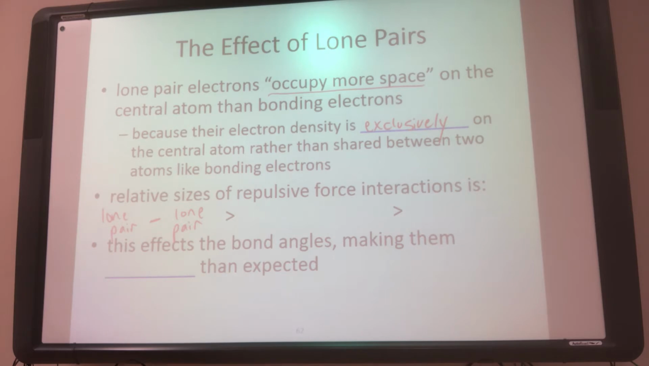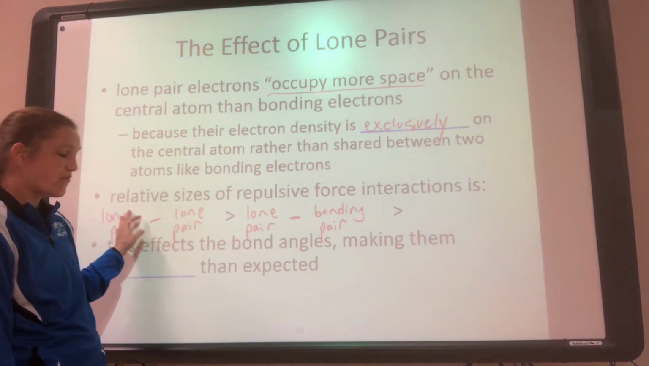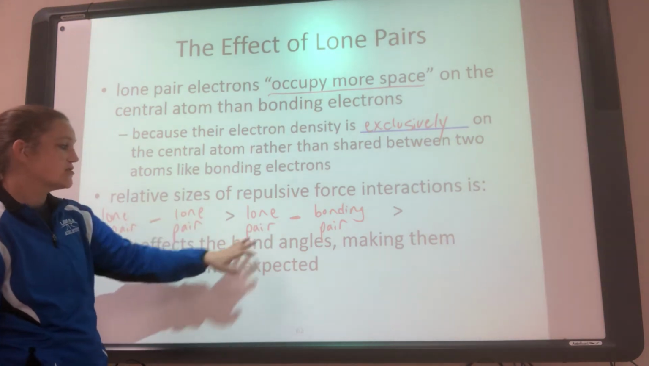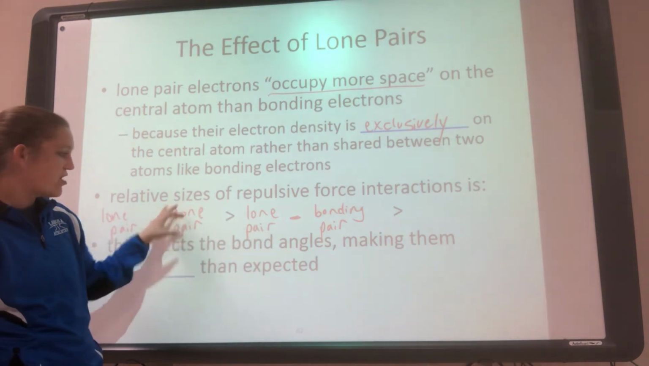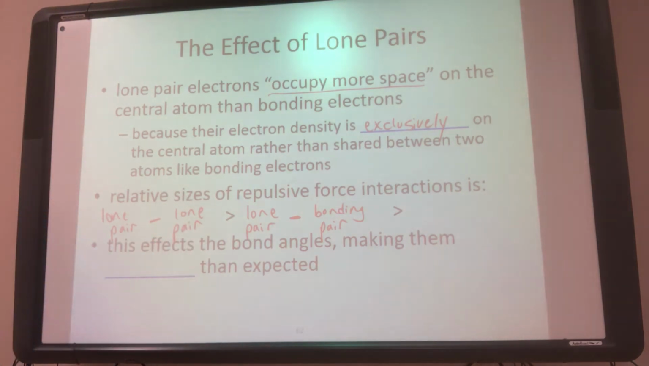Two lone pairs really don't want to be next to each other. That's the thing I have to worry about the most. Next is a lone pair next to a bonding pair. So think about a lone pair next to a bond. It's not happy in this case, but it's happier than if it were next to another lone pair. It'd rather be next to the bonding pair than a lone pair. But the best thing would be a bonding pair next to a bonding pair.